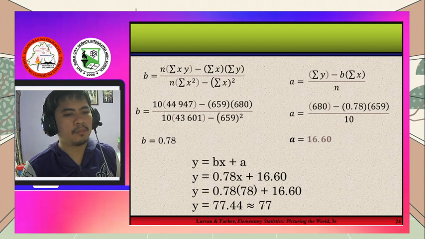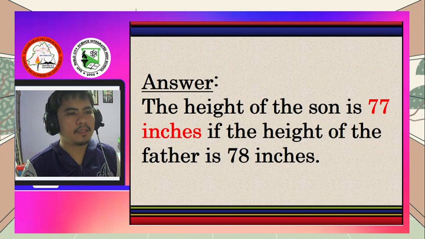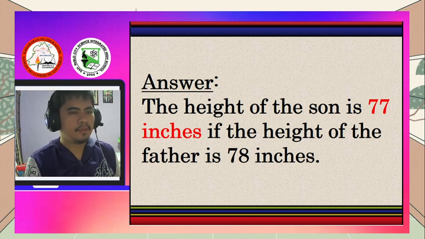So 77.44 is approximately equal to 77. Okay, so meaning in our answer to the given problem, the height of the son is 77 inches if the height of the father is 78 inches. So take note that this prediction is just based on the given values in our data.